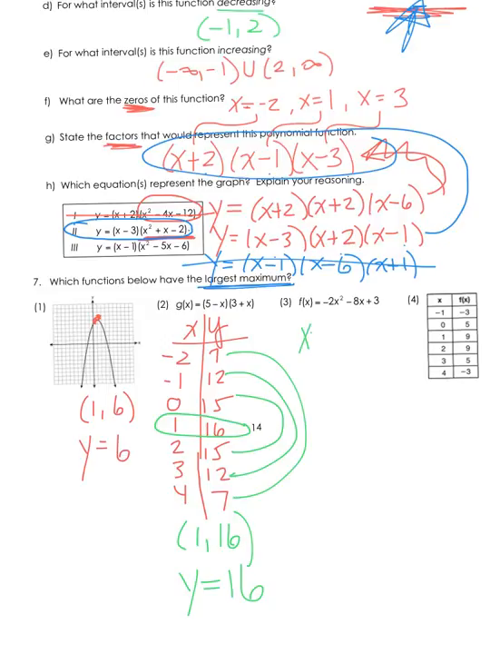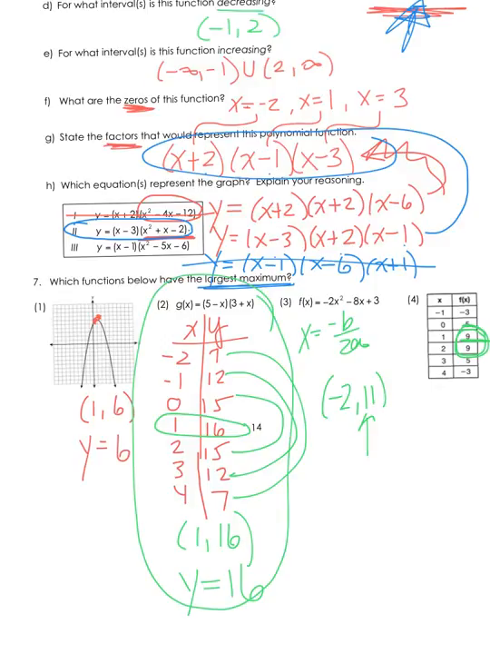This guy, I did x equals negative b over 2a, and I plugged that value in to get a turning point of (-2, 11). So my y value is 11. And this guy, you can see that the turning point would have to be in between here. That is not going to be higher than 16. So 16 is the winner for the highest maximum, largest maximum.